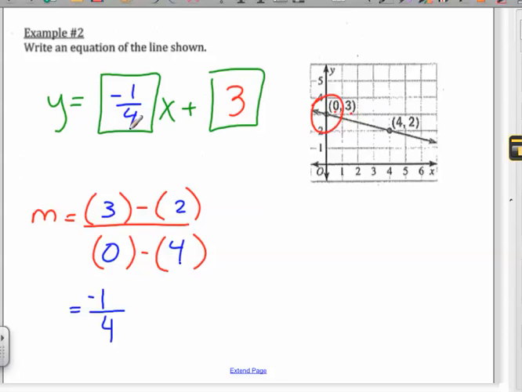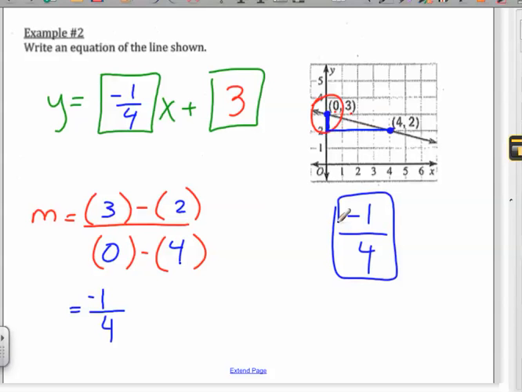But guys, they gave us a picture, didn't they? I'm going to start at this point. What do I have to do to get to this point? I have to go down 1. I always do the rise first. So down 1, and then what? And then over 4. Good. I can also use the picture to find the slope. That would be okay. I mean, the points with the slope formula, or the picture, gives me the slope.